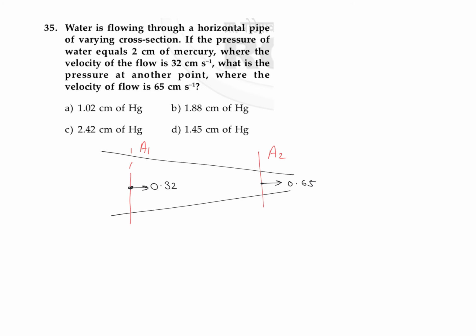Then we are to find out, let's consider that the pressure over here is P1, which is given as 2 centimeter of mercury, and the pressure over here, which we need to find, let's say is P2. Now we know that where the value of velocity is more, there the value of pressure will be less. So this value of P2 is going to be less than 2.